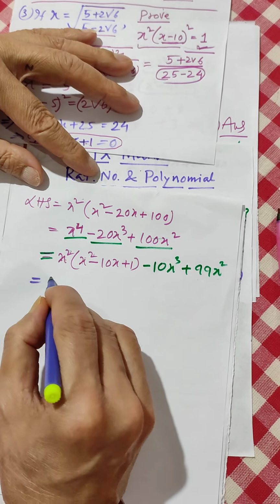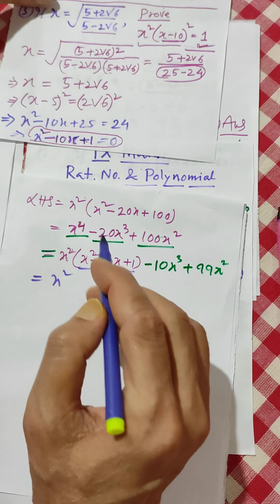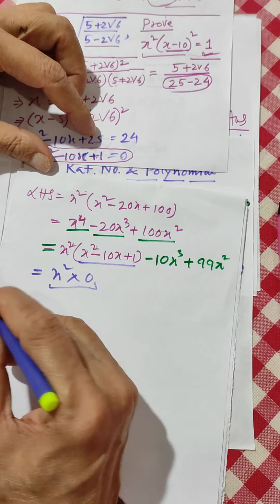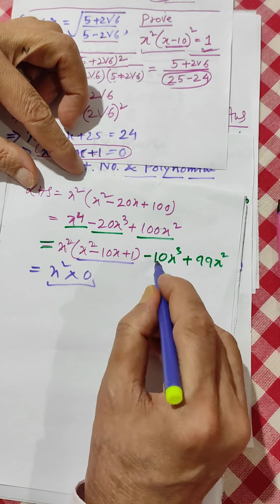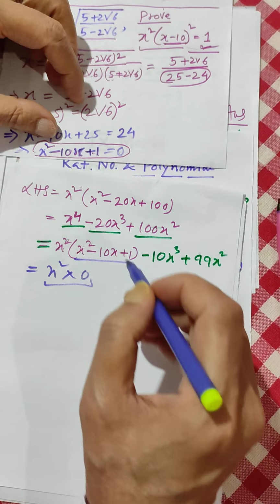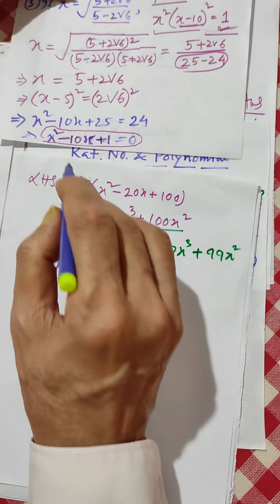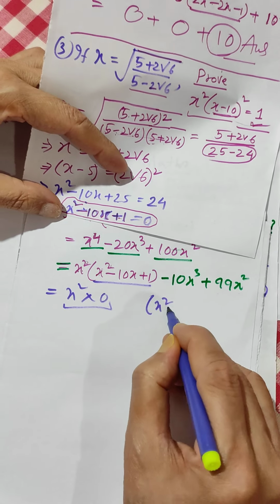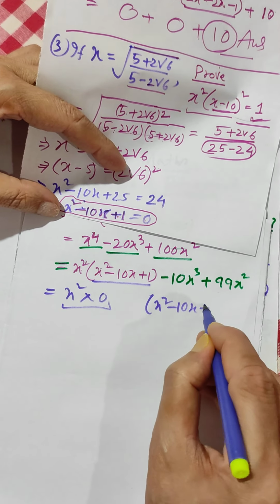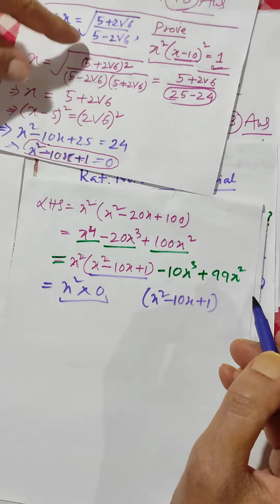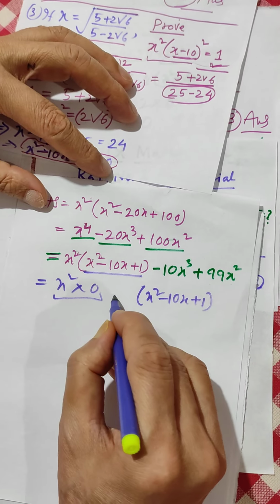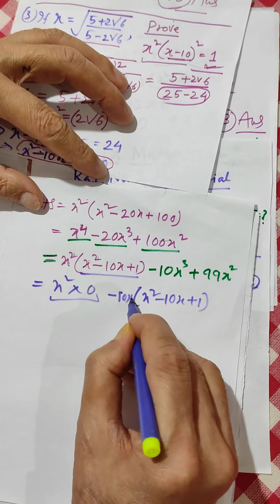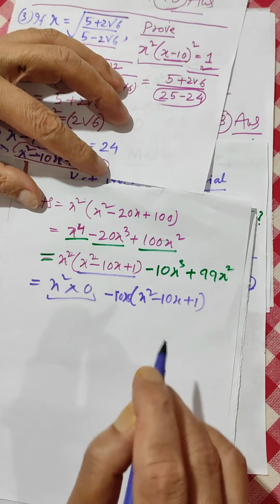Now this is equal to x square times this value, and you see this value is 0. So x square into 0, this part will become 0. Now this thing again we have to express in terms of x square minus 10x plus 1. Okay. Now what must you write here? We must write minus 10x.